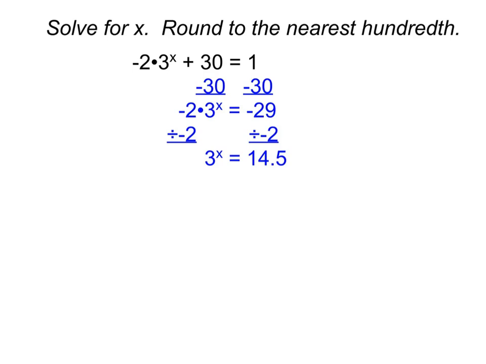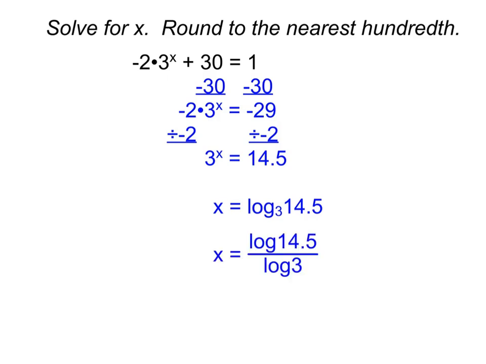From here, the process is hopefully fairly familiar, because in order to now solve for the exponent, I need to get that exponent by itself. And whenever we need to get the exponent by itself, that is, solve for the exponent, we write it as a logarithm. And then once it's written as a logarithm, we calculate it using the change of base formula. And so in this particular problem, we should get a final answer of about 2.43.